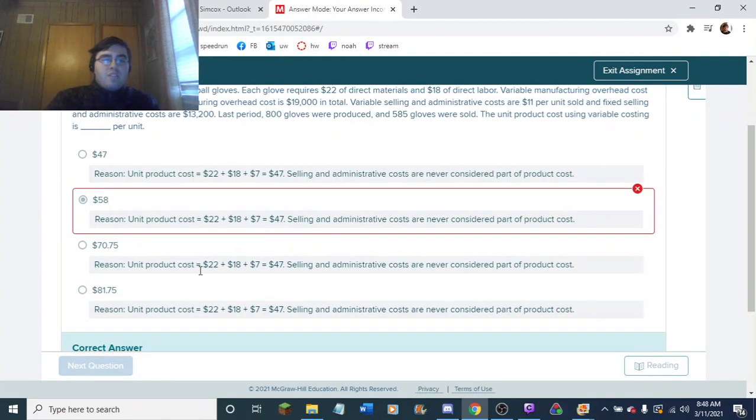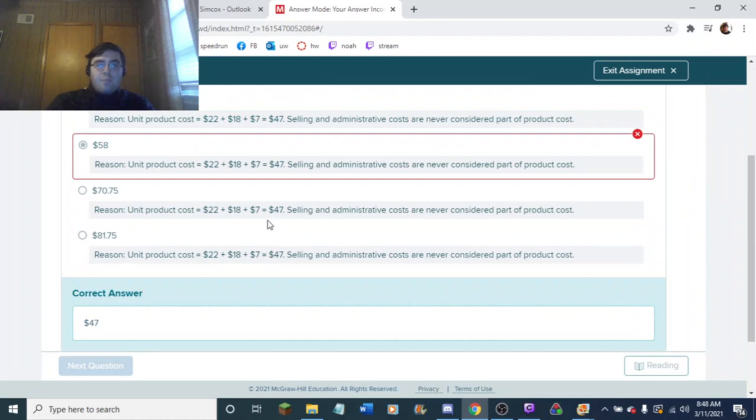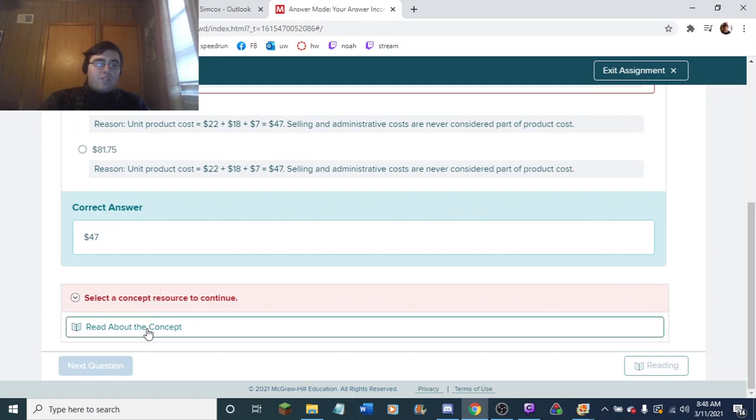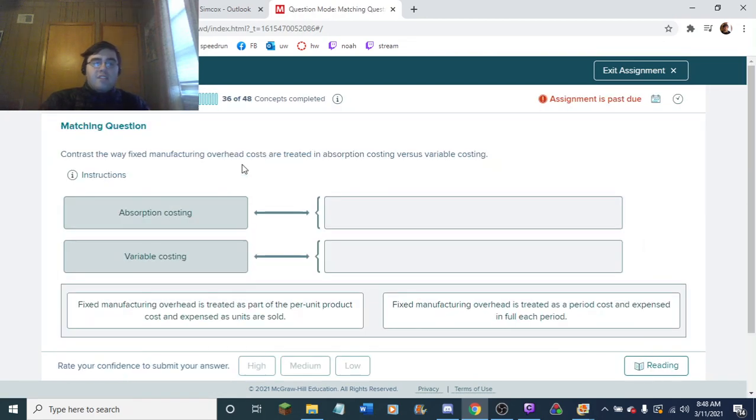Okay, they actually gave the reason this time. They didn't give the reason last time. The answer is 47. Selling and administrative costs are never considered part of the product cost. Oh, so you just don't use selling and administrative costs, and then you get the answer. Well, I don't know why they didn't explain it last time. I really needed them to explain it. Otherwise, I wasn't going to get it.